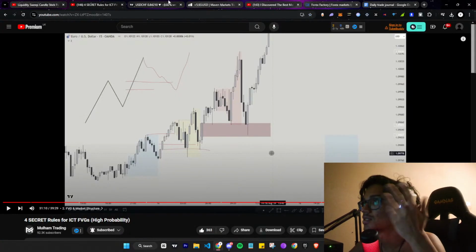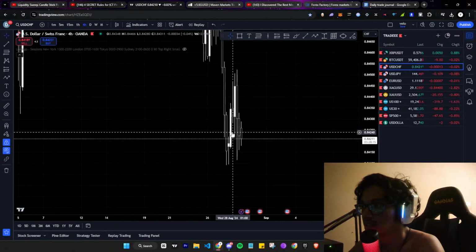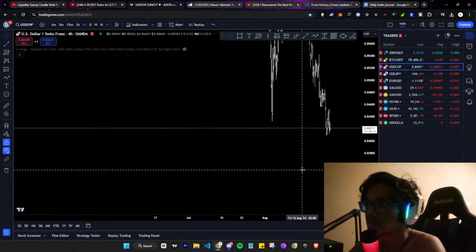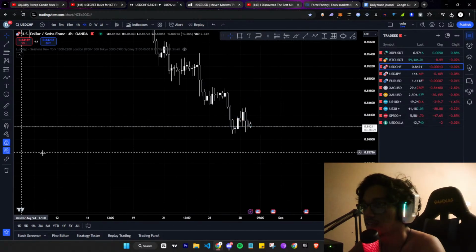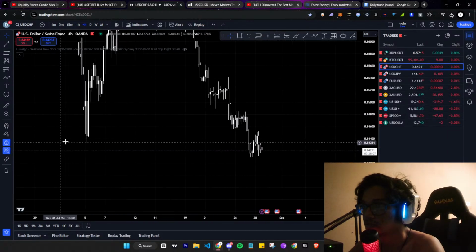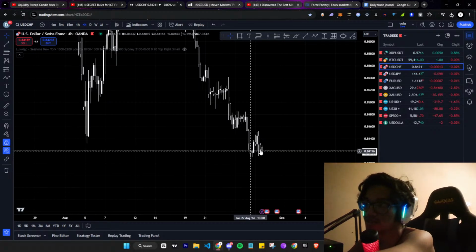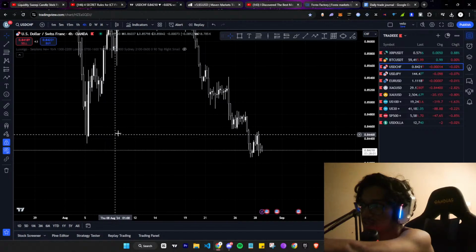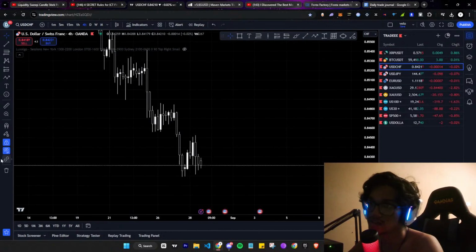So let me just look at USD CHF, which is basically the Swiss franc. If I go forward, you can see that these lows have been swept, and we see a manipulation. So we basically manipulated right here, right below this line. As you can see, we manipulated the lows over here, and right after we see the distribution, and we're rebalancing this fair value gap to go higher.